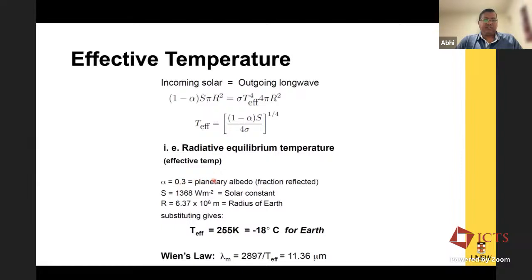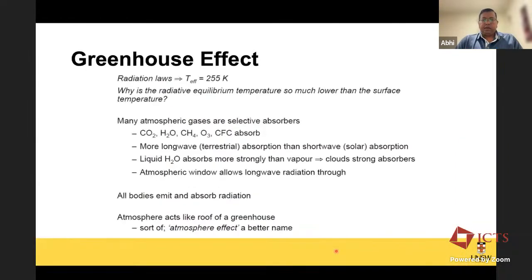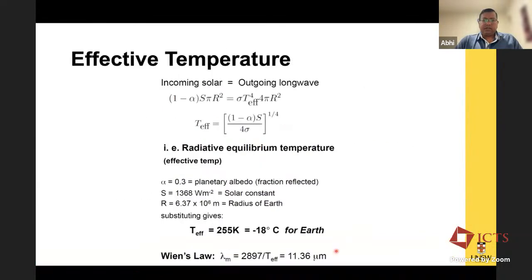For example, for surface albedo, the average would be around 0.3. We have the solar constant, which is 1368 watts per meter squared. So this is what is coming at the top of the atmosphere. We put in the radius of the Earth. And substituting all these numbers into the equation, you can get the effective temperature at 255 Kelvin, which is minus 18 degrees Celsius for Earth. And if we use Wien's law, we could calculate the lambda max at around 11.36 micrometers. But the effective temperature that we calculate here, negative 18 degrees Celsius, you can see it's quite cold.